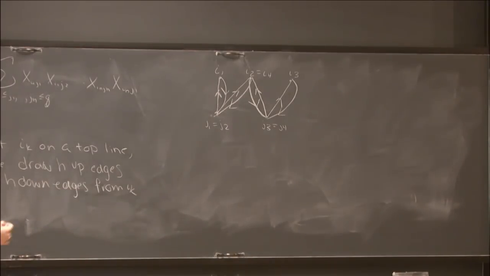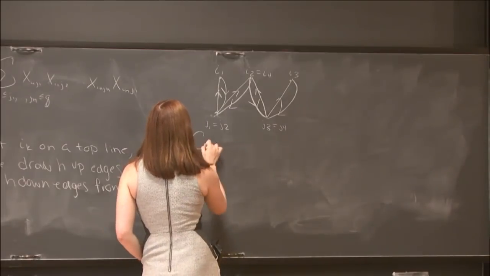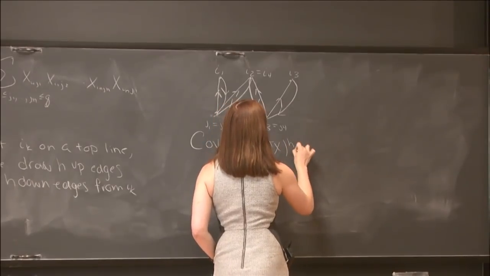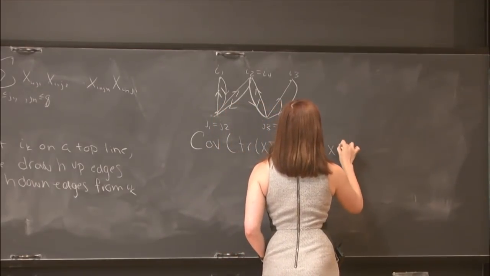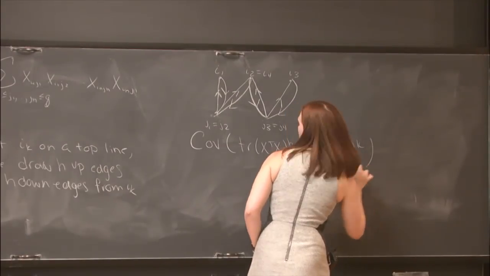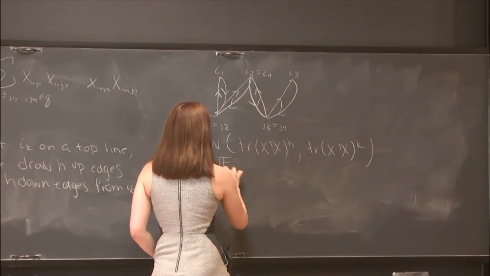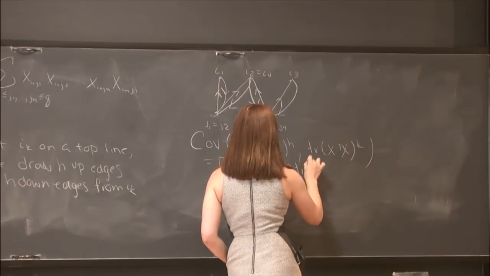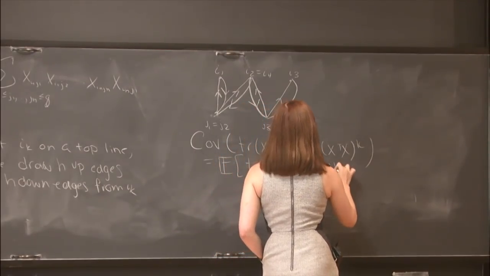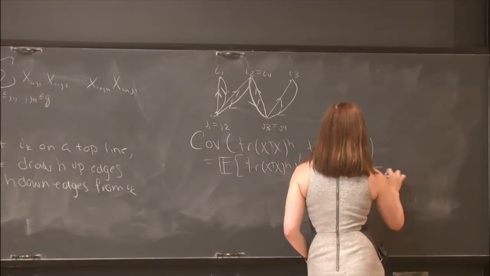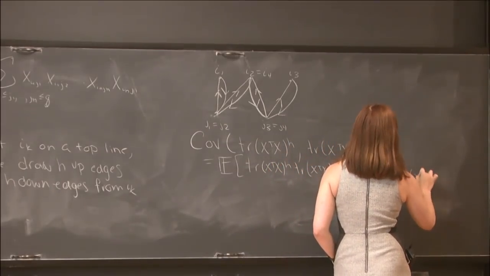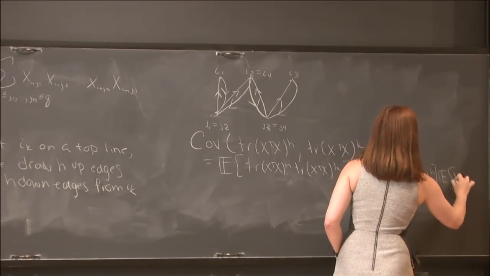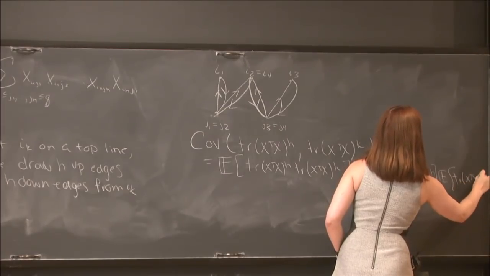Okay. So now, if I go back to looking at this covariance that I'm interested in, this is equal to the expected value of the product minus the product of the expected values, right? So here, minus the expected value trace, X transpose X to the k.